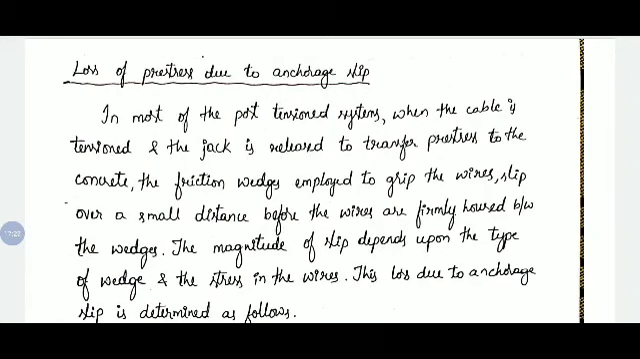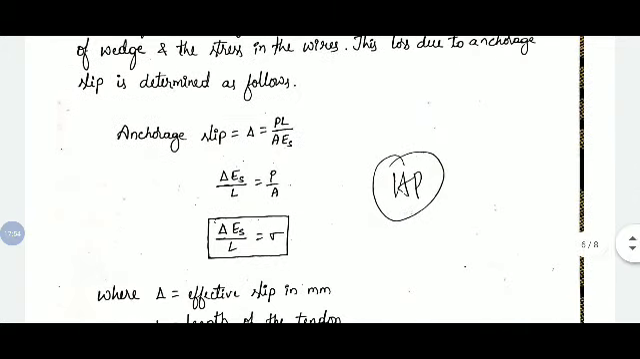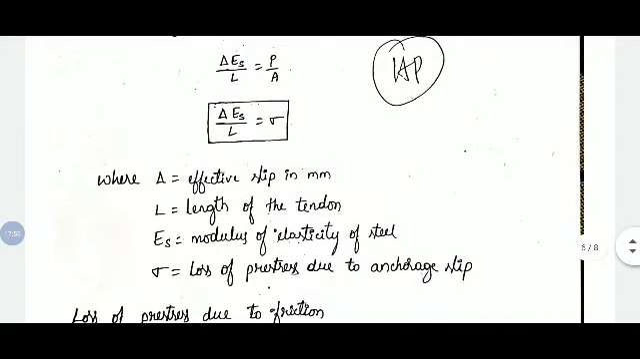So after providing anchorage devices, when you release the tendon at the end where you have applied the force, sudden force will occur on the anchorage devices. Because of that force, a small amount of loss of prestress will occur. So that is loss due to anchorage slip. So that is delta, we have formula you can calculate. So this is available in code book.